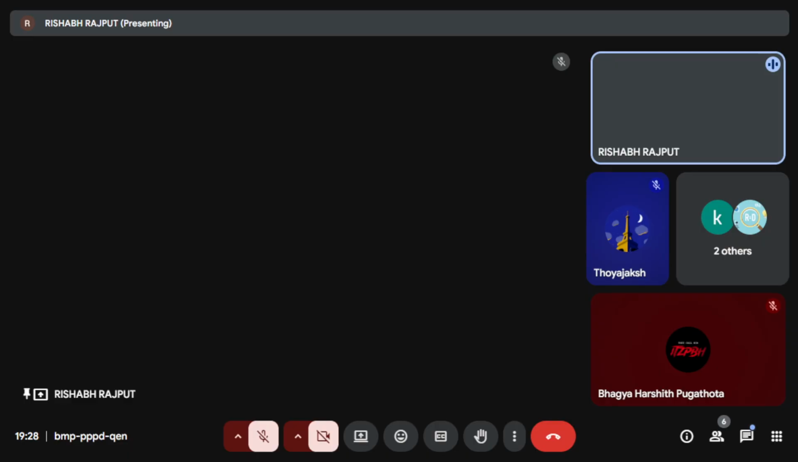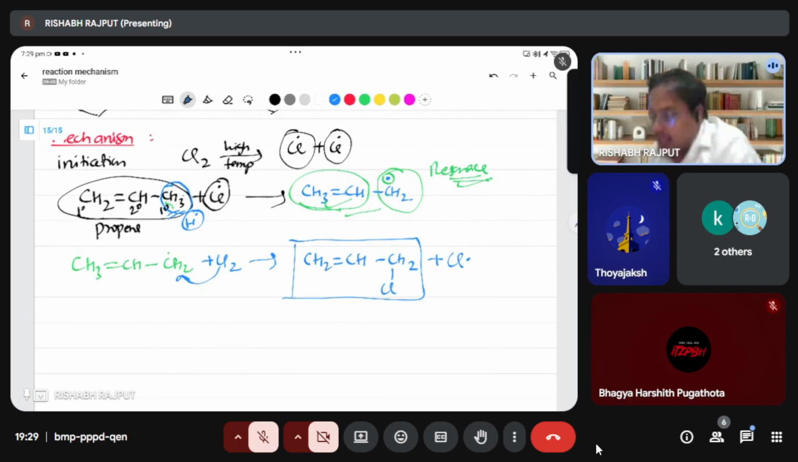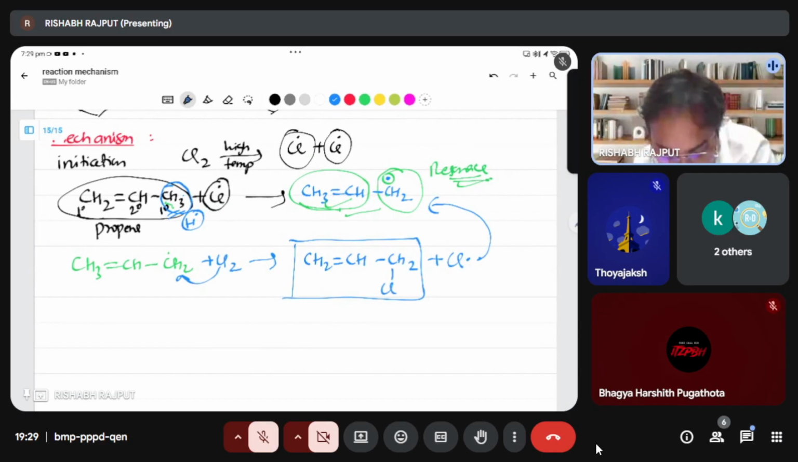I will say, see what happened. This chlorine will again be a free radical chlorine. Again this chlorine will attack the propane group, and the propane will again become a free radical. Then again this process will go on. Till what time? Till your chlorine amount and your propane amount finish.